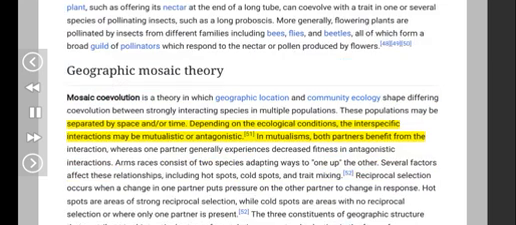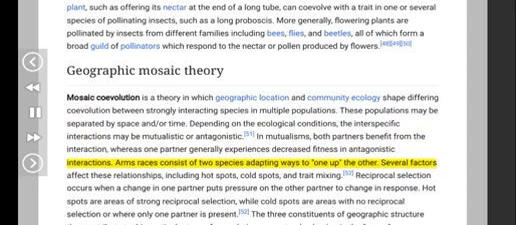Mosaic coevolution is a theory in which geographic location and community ecology shape differing coevolution between strongly interacting species in multiple populations. These populations may be separated by space and/or time. Depending on the ecological conditions, the interspecific interactions may be mutualistic or antagonistic. In mutualisms, both partners benefit from the interaction, whereas one partner generally experiences decreased fitness in antagonistic interactions.